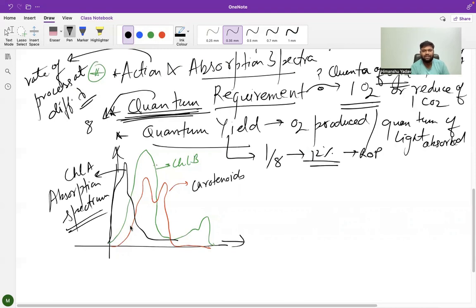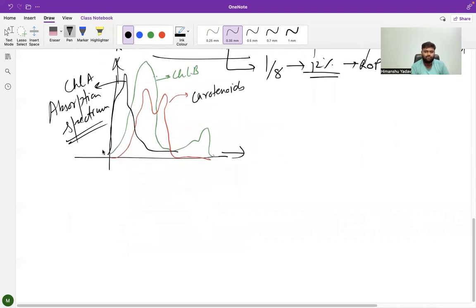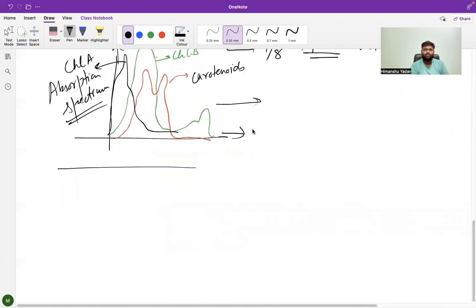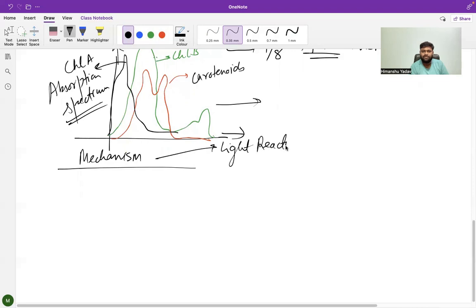Now let us understand the mechanism of photosynthesis. This is some of the concepts which we'll be telling in detail. If there is some doubt, you can ask me. Whereas, let us start the process of photosynthesis. Now, the mechanism of photosynthesis, what is the mechanism? That there are two phases. One is the light reaction. Other one is the dark reaction, as I told you.